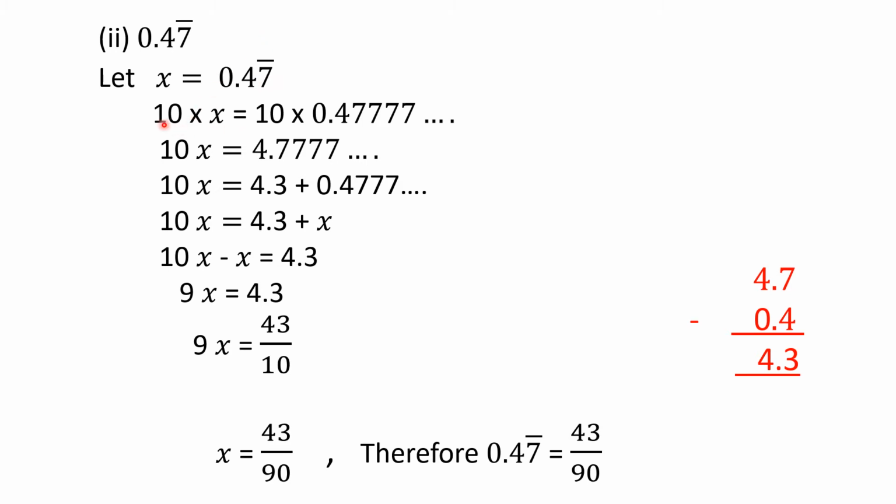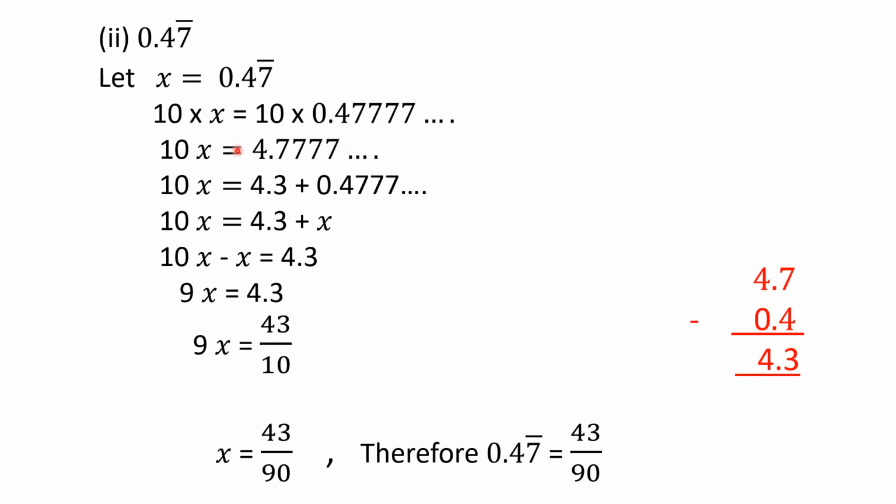So therefore we multiply both sides by 10, right? So 10x, 10 into 0.4777, etc. Since we multiplied it by 10, I know that the decimal point will move one place to the right, right? So it moves one place to the right and it becomes 4.777, etc. Now 10x is 4.777, etc.